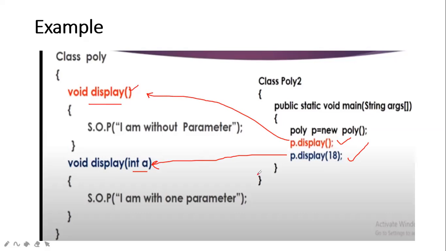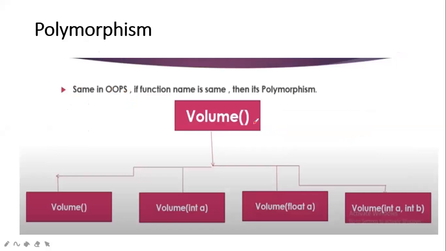So this is called what? This is called polymorphism, and this is called function overloading. That we are going to understand in detail when we do the coding part also. But this is how polymorphism is displayed in the form.